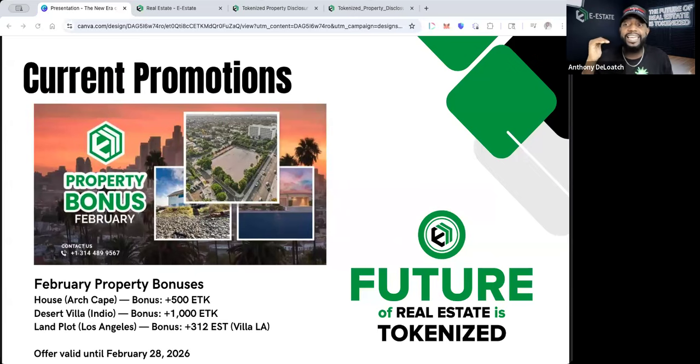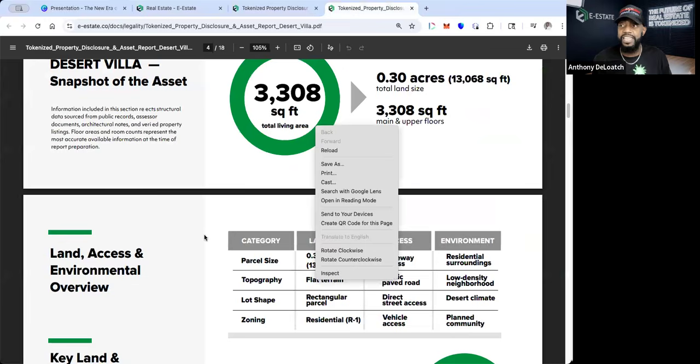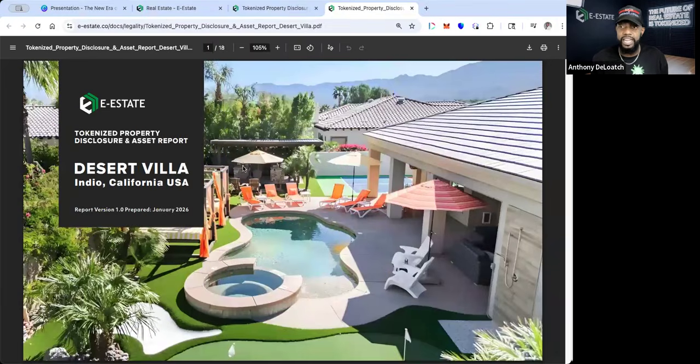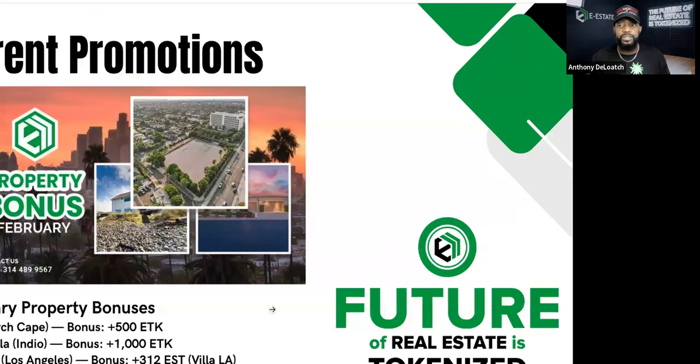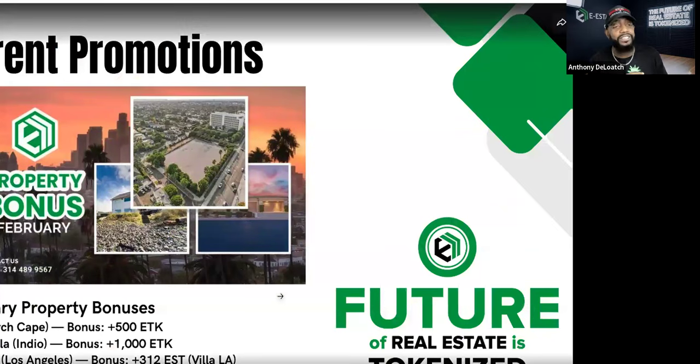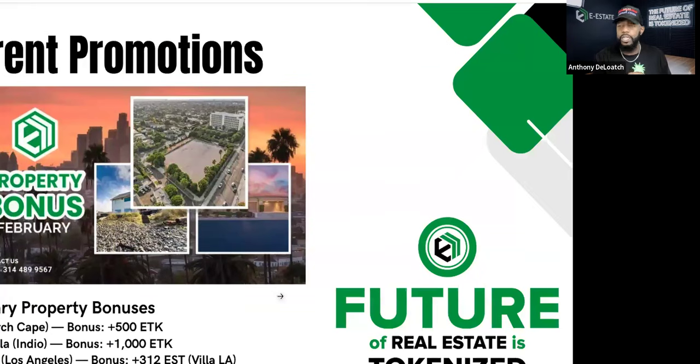Now, we got another one. If you purchase that desert villa that's located in California, yep, the one that I just showed to you, this is the desert villa right here. If you purchase a share of this desert villa, it's $1,000 to purchase a minimum share of the desert villa. If you do that, you're also going to get 1,000 ETK. So when you get 1,000 ETK, that's going to give you 10 opportunities for a chance to win up to $1,000.